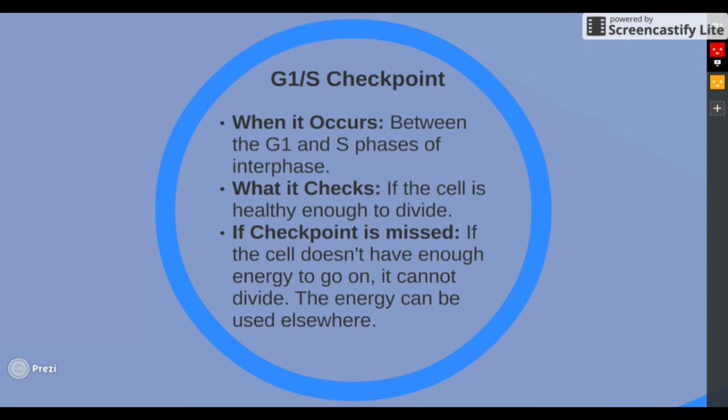The one checkpoint we are going to focus on is the G1 and S checkpoint. This occurs between growth phase 1 and synthesis phases of interphase. This checkpoint checks to see if the cell is healthy enough and has enough energy to divide. It takes into account if the body is sick and if it needs to use the energy elsewhere. If the checkpoint is missed, like if the cell doesn't have enough energy to go on, then it cannot divide. The energy is then used somewhere else in the cell, and the process of mitosis will not happen.